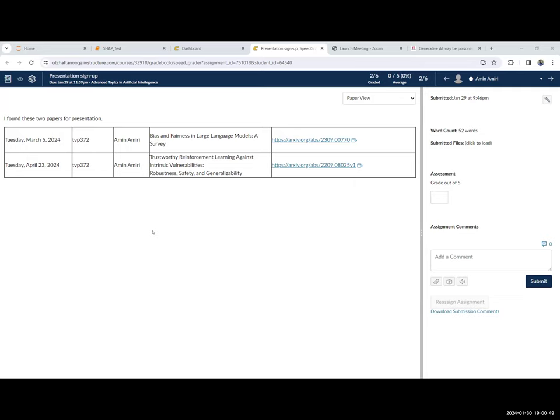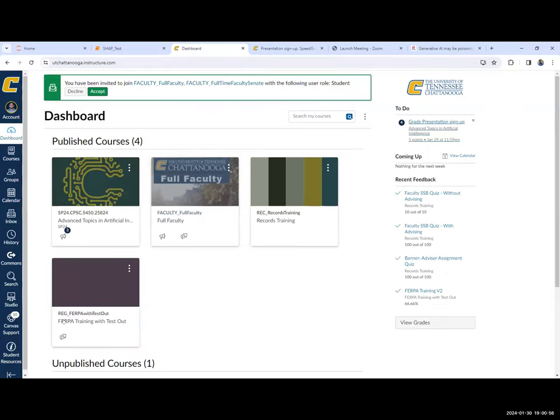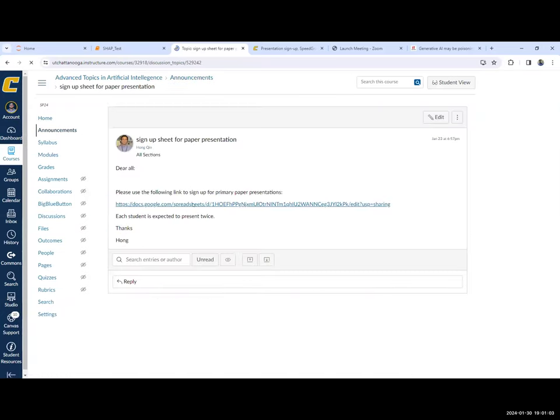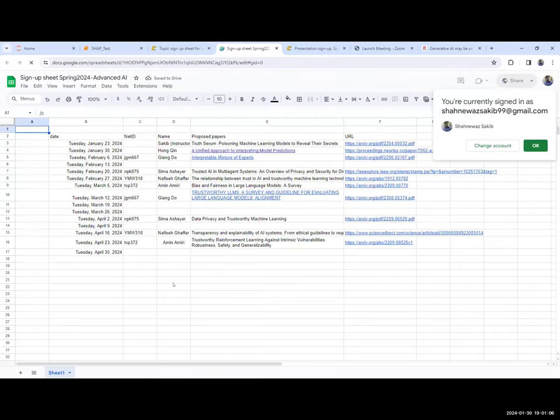Wait, can we go to that spreadsheet? See how many time slots we have. Do we still have a lot of empty slots? I guess we do. Okay, so the paper is here. Interesting. Yeah, we do have a lot of slots. We do have a couple, like March 19, 26. There's a spring break. We can certainly remove that.